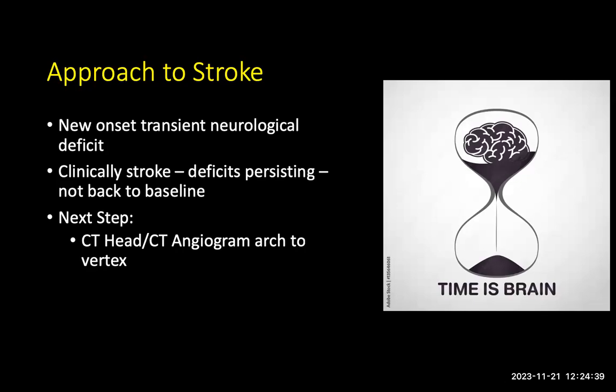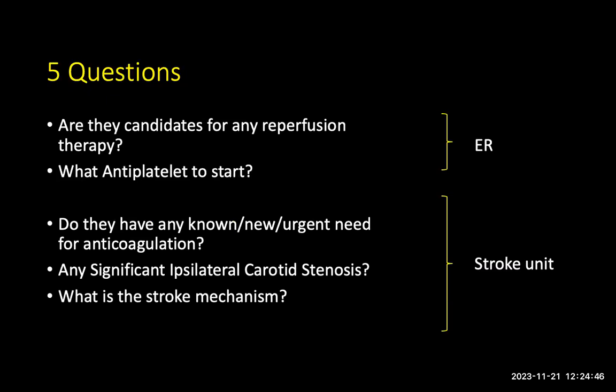You arrange for an urgent CT head, CT angiogram, you page stroke overhead, and here the question that you're really answering is something different. The first question is, are they candidates for any urgent reperfusion therapy? Are they candidates for TNK? Are they candidates for EVT? And if not, for whatever reason, then comes the question, what antiplatelets to start? You note that here the urgent anticoagulation indication is below.